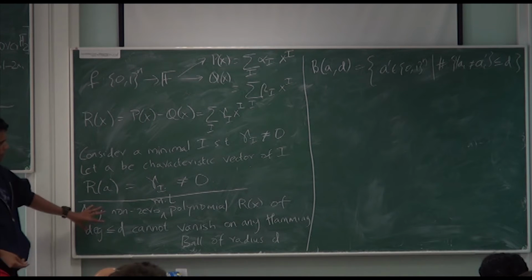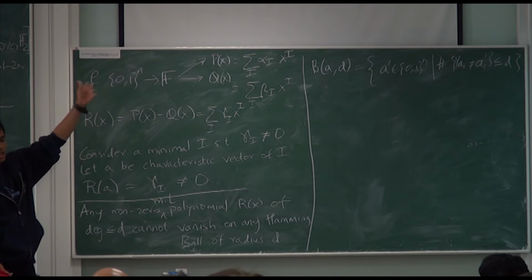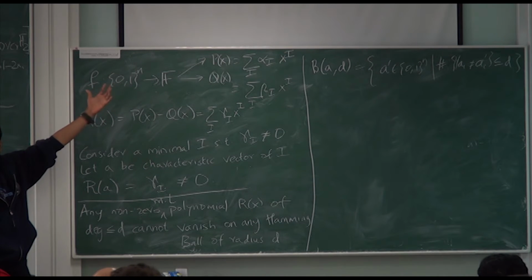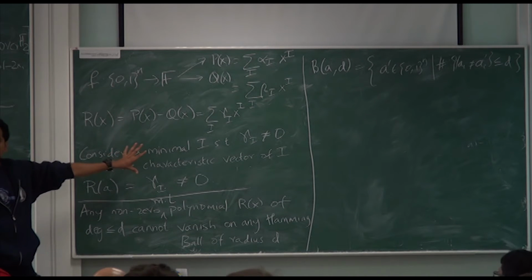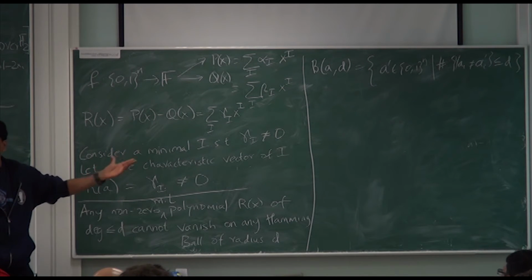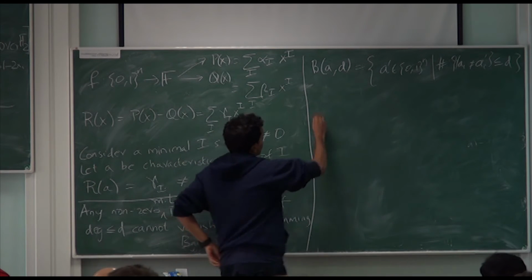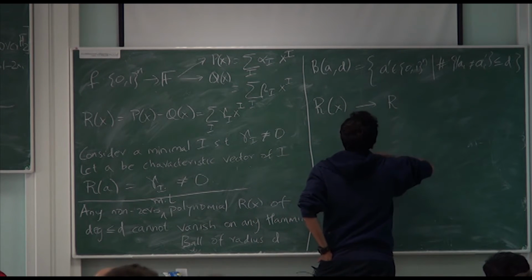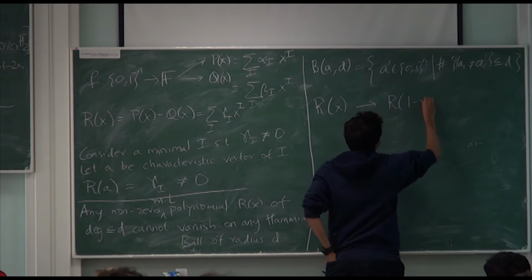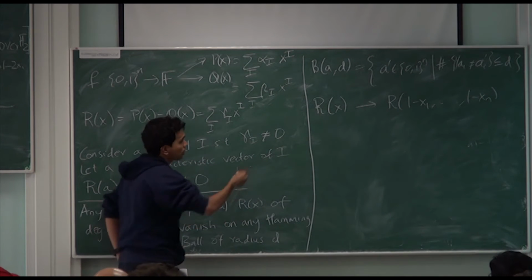So what I want to argue is that what we just proved was that a non-zero polynomial of degree d in fact cannot vanish on all of a Hamming ball of radius d. We just argued about inputs of Hamming weight at most d, which is the Hamming ball around the all zeros point. But if I wanted to argue about some other Hamming ball, let's say the Hamming ball around the all ones point, then I would just take my polynomial R of x and look instead at the polynomial R of 1 minus x. Let's call this R prime of x.